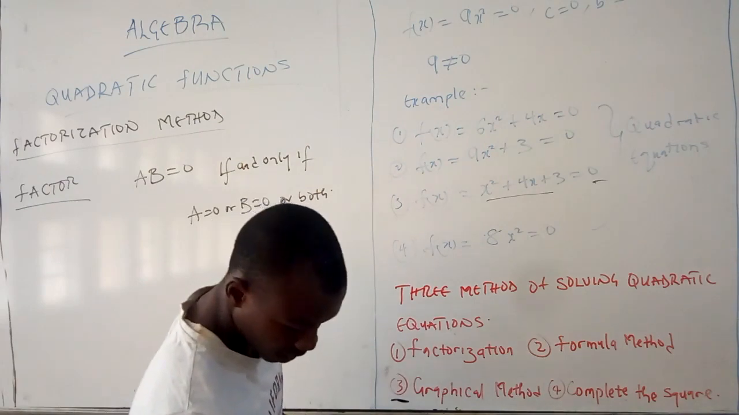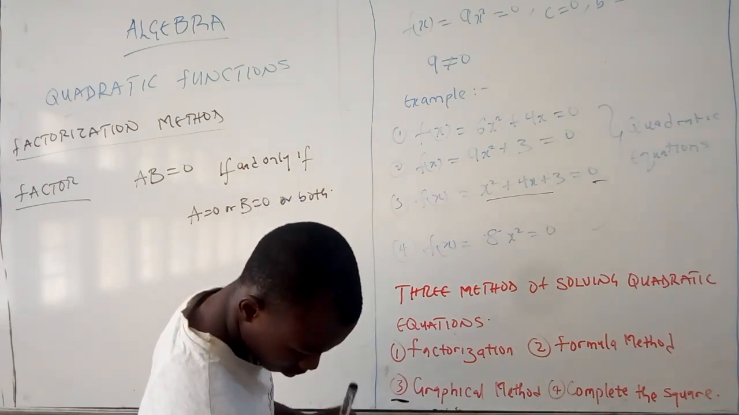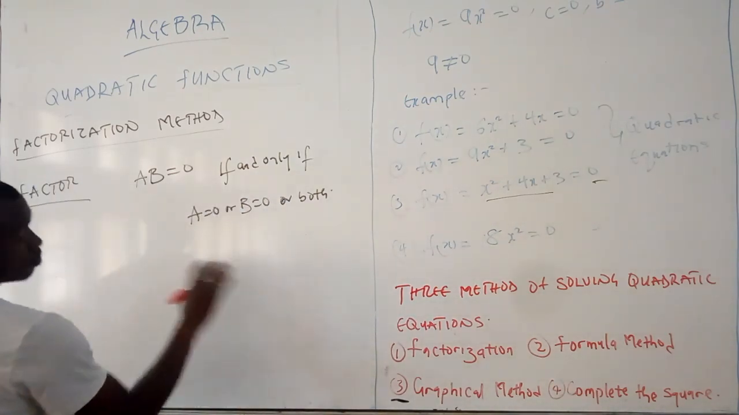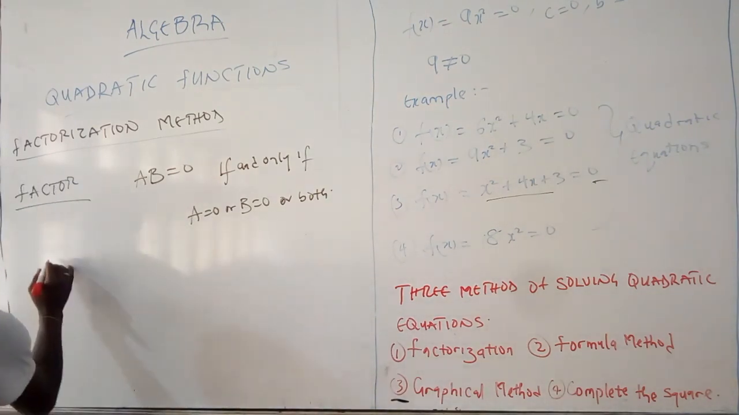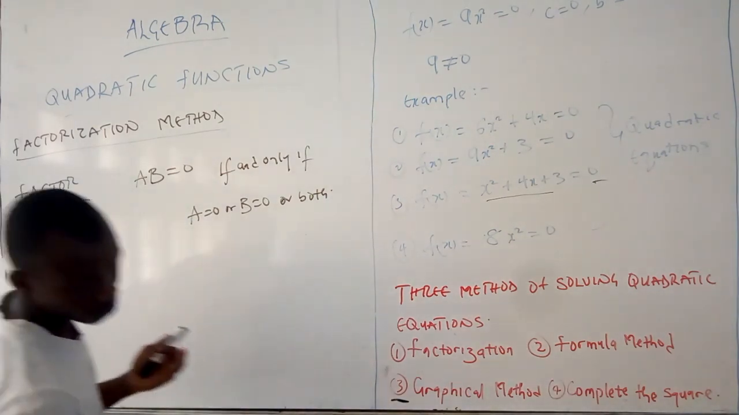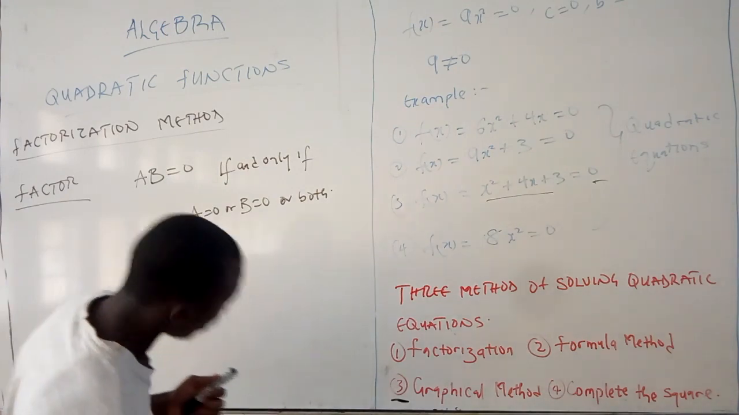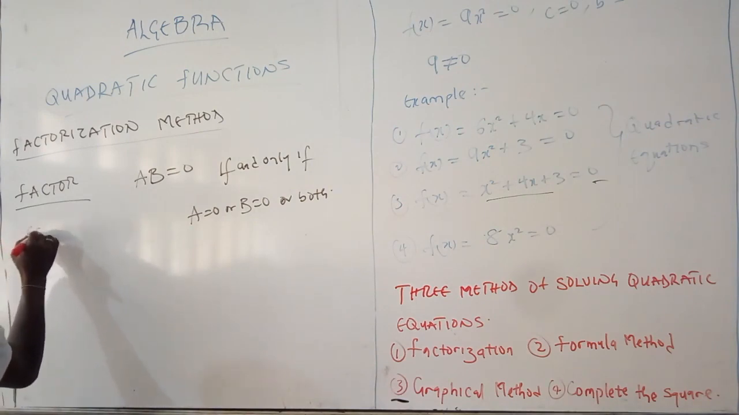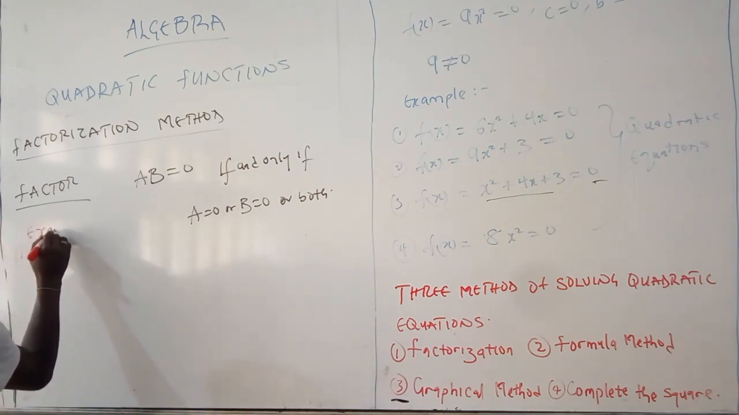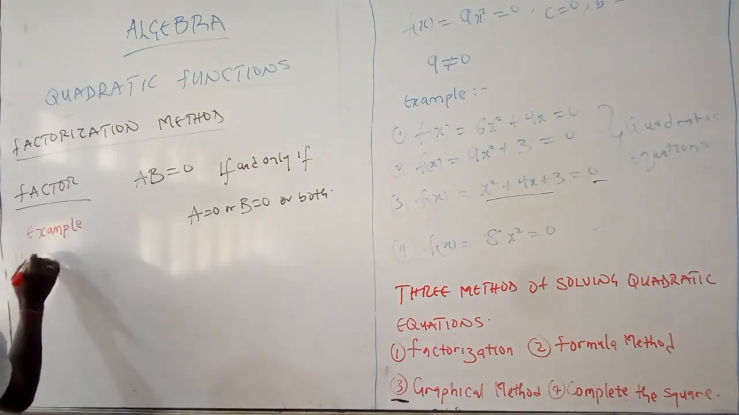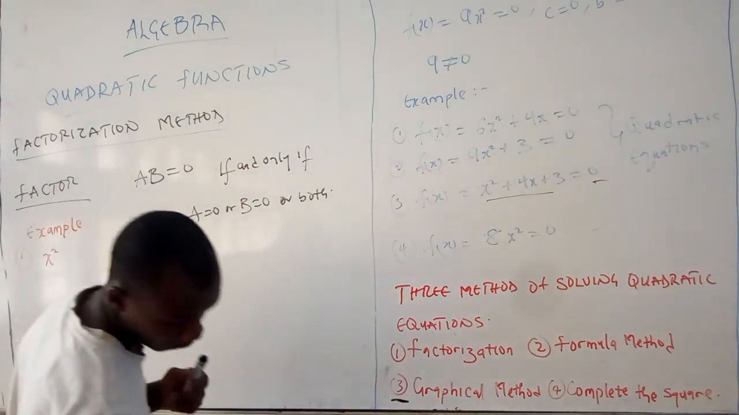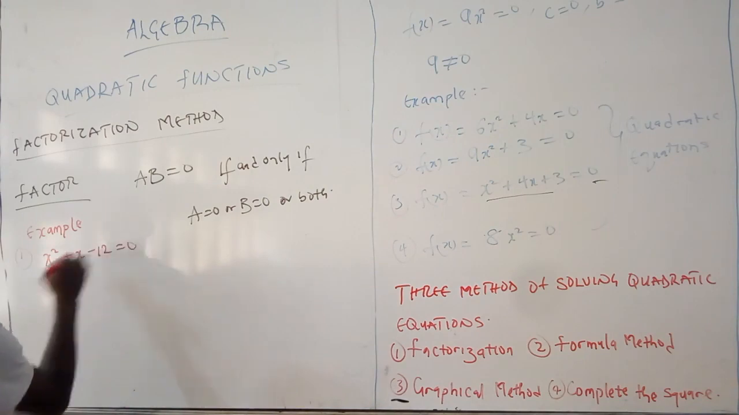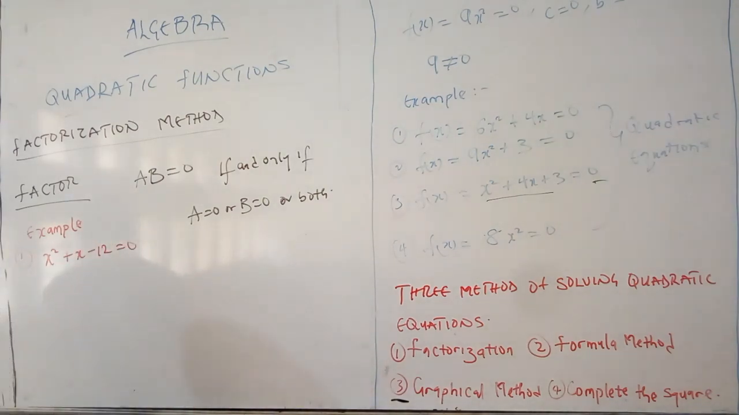Now, let's take an example. For example, you are given an equation. Let's say x squared plus x minus 12, and you are asked to solve this using the factorization method.